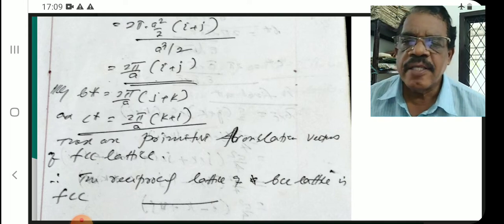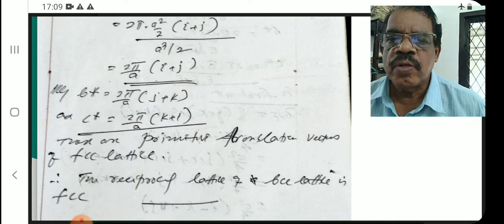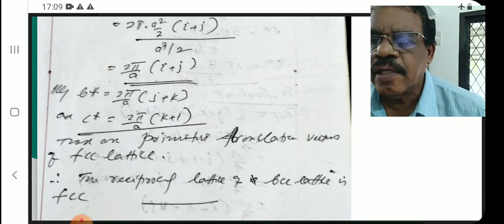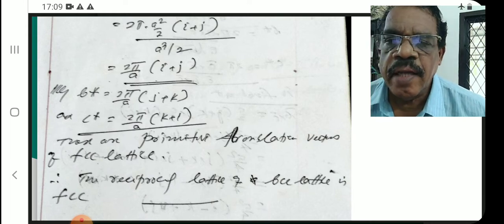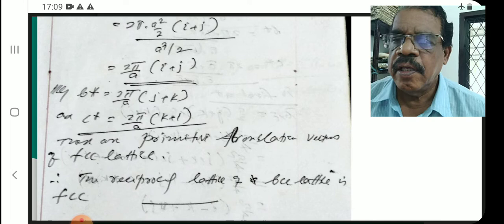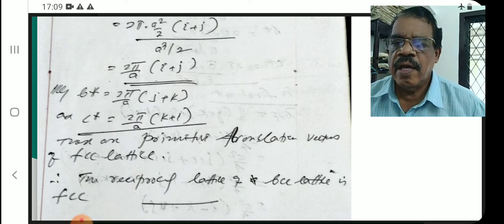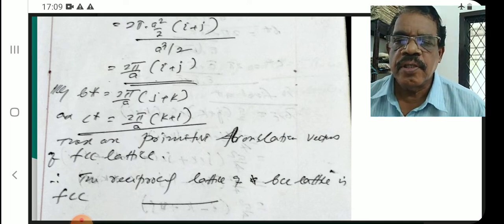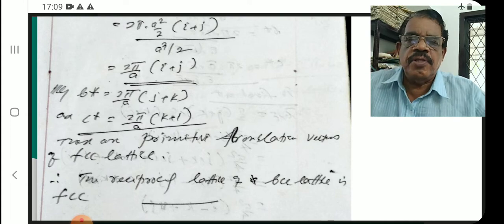FCC primitive translation vectors are these. Therefore, the reciprocal lattice of BCC is FCC. Reciprocal lattice of BCC lattice is FCC lattice.